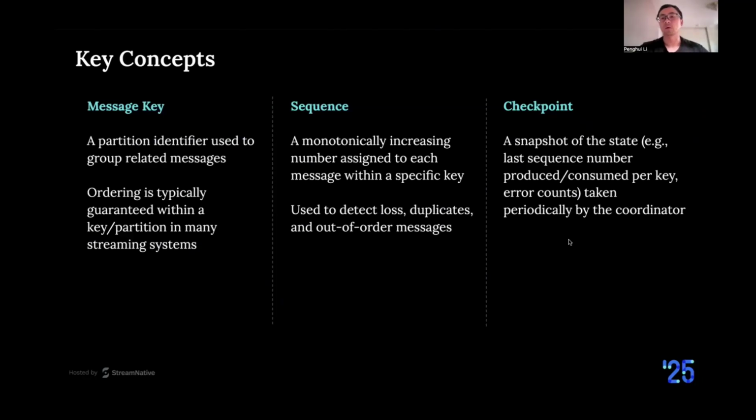And the third one is what we call a checkpoint. It's actually just a snapshot of the state for each producer and consumer. It will be used by the coordinator to identify any issues, data loss or something.